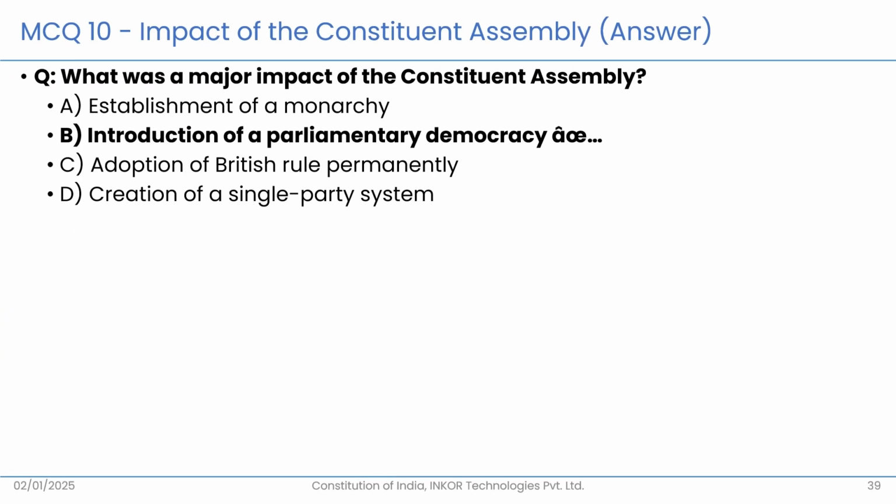The correct answer is B. Introduction of a parliamentary democracy. The Constituent Assembly ensured India became a sovereign democratic republic with elected representatives.